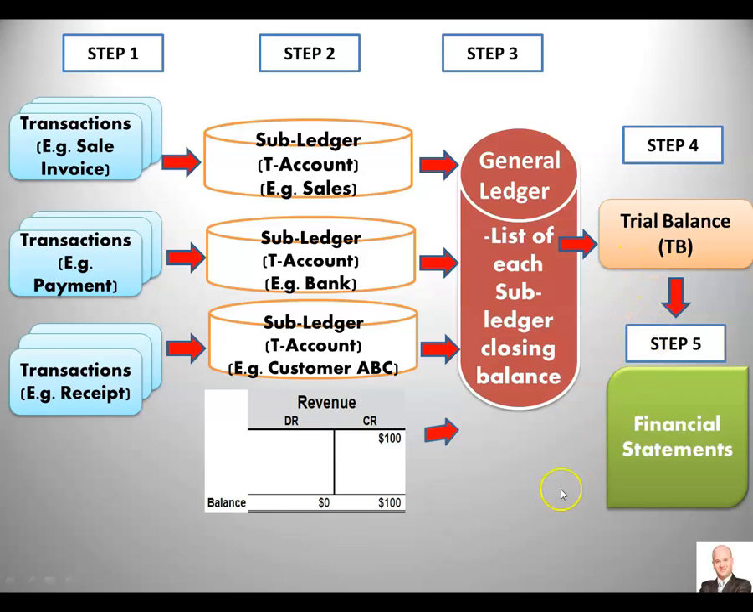So what we've done here is visualize the 5 steps from 1 to 5 of the accounting cycle in a very simple version. So we see here we have transactions, we have sub-ledger or T accounts, which is the same. Then we have a general ledger, which is a list of the closing balances. Then the trial balance will allow us to make sure that the total of debits and credits balances, they are exactly the same. And then we use those balances to build up the financial statements. So that concludes the accounting cycle.